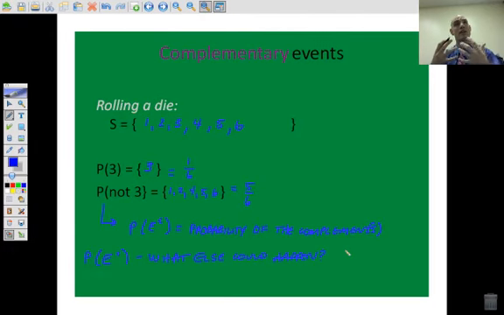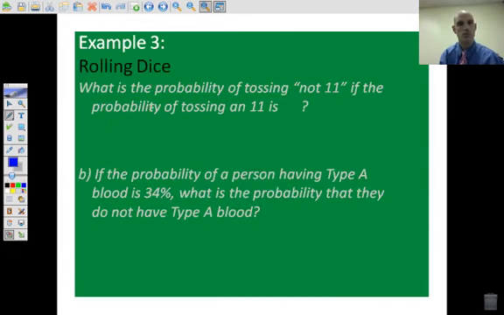Oftentimes, when calculating the complementary event, we're simply going to take the probability of everything happening and subtract something that has fewer possibilities. Let me show you how this works. What's the probability of tossing not 11 if the probability of tossing 11 is blank? Well, out of rolling two dice, what is the probability of rolling that 11? There's 2 out of 36 ways, or 1 out of 18 ways. Because there's only two ways to do it: either you roll a 6 and a 5, or you roll a 5 and a 6. Well, that's 2 out of the 36 ways.